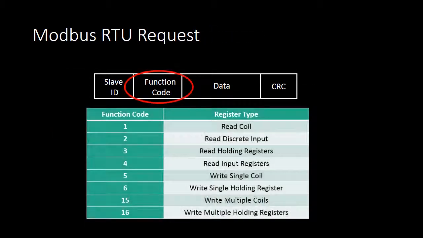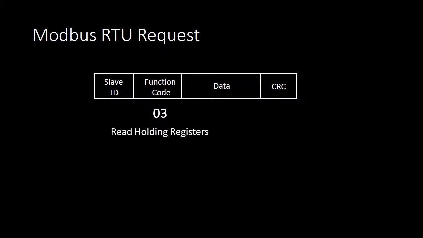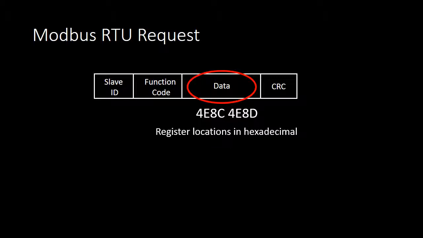The request. The function code tells the slave what kind of action to perform. For example, function code 03 will request the slave to read holding registers and respond with their contents. The data field will contain the information telling the slave which register to start at and how many registers to read.